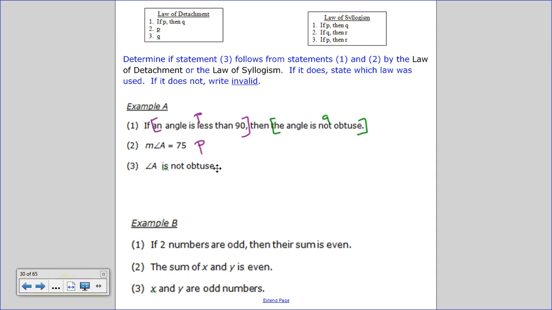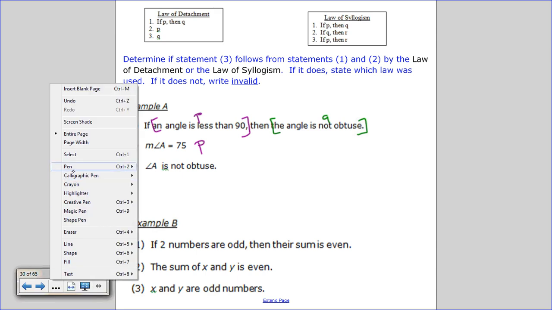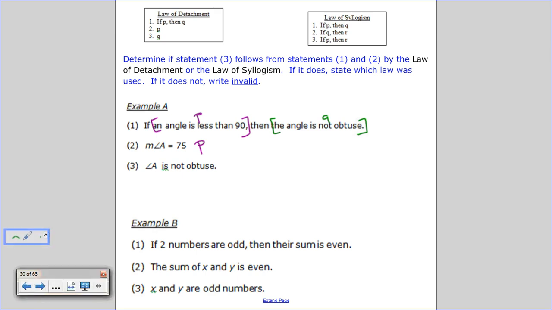So let's read the last statement to be sure. The third statement says angle A is not obtuse. Is that a valid conclusion based off of what we just read? Yes, it is, because again, it is Q, but it's specific in regards to Q. So angle A is not obtuse. It follows the law of detachment. And yes, this conclusion is valid.